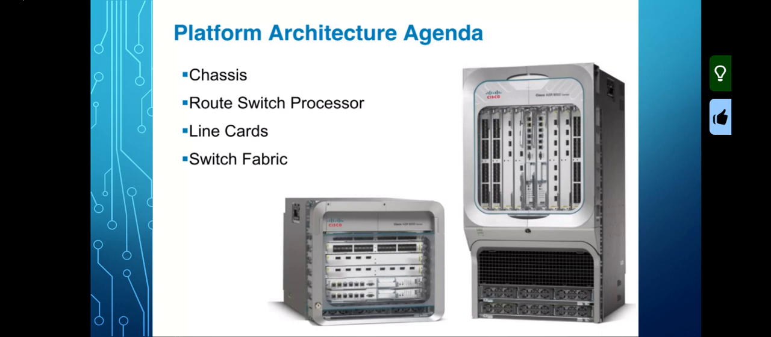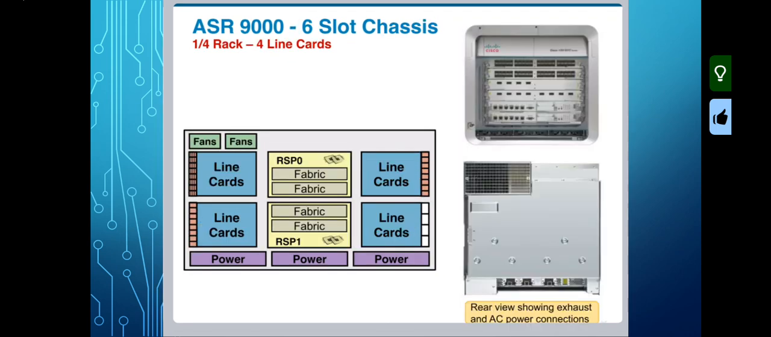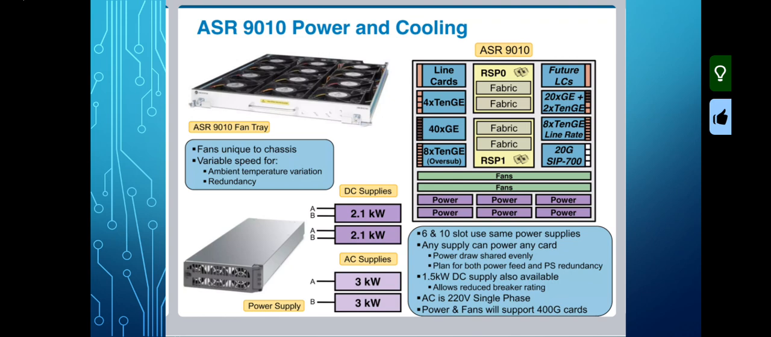About the architecture, of course, you've got the line card, switch fabric, route switch processor, and chassis. When you talk about the chassis, you'll be getting 8 line card slots. A line card might be comprised of 8 x 10 gig, 4 x 40 gig, or 4 x 10 gig. You can also opt for 4 line cards. You've got the fans and power supply.